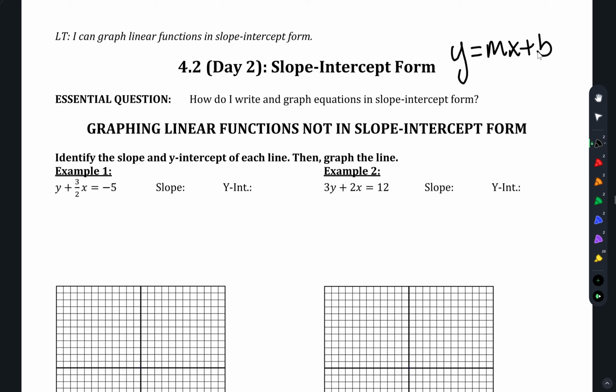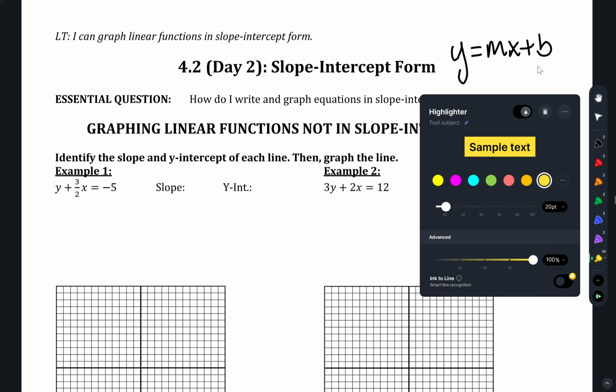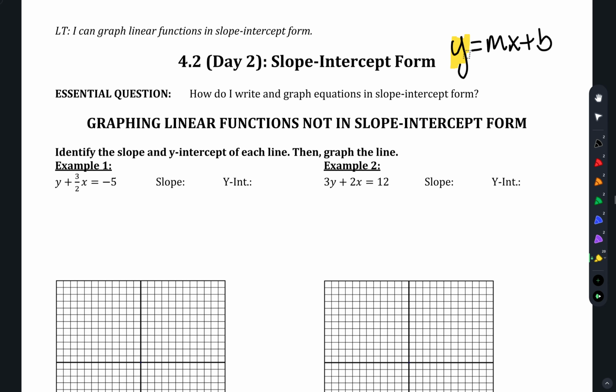The other thing that we can see in slope-intercept form is that sometimes it looks like f of x, right? But it will always pretty much look like y equals, by itself, on one side of the equation. What we're going to see today is equations that don't say y equals mx plus b. We have to get them in that correct form in order to graph them.